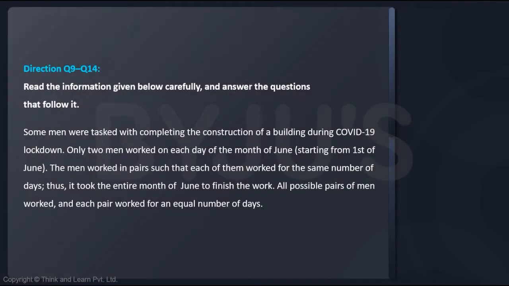Okay, the third set, this is a little tricky. If you get it in the first 5-6 minutes, the remaining will be smooth sailing. Otherwise, you might end up wasting a lot of time in this. So let's go ahead and take a look at this set.